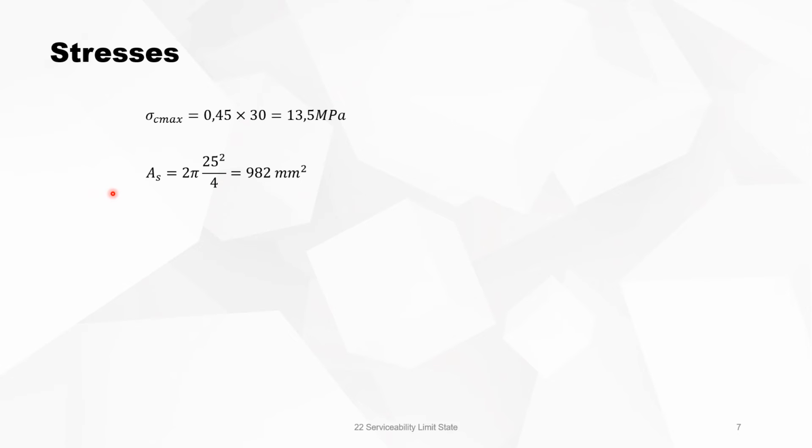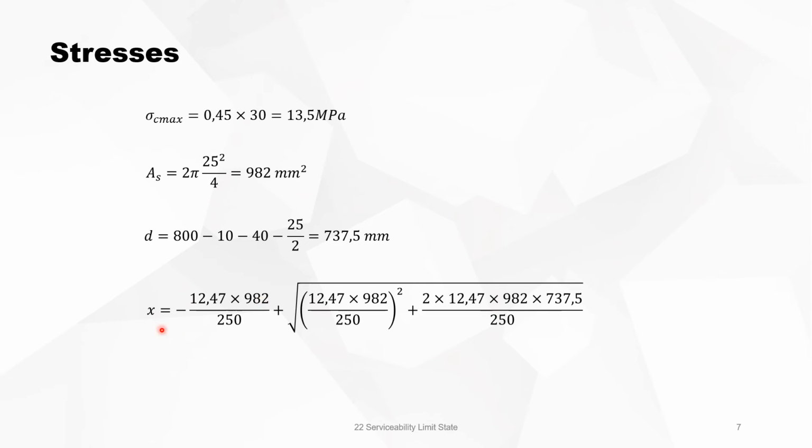The reinforcement, it's 2 diameter 25, it's 982 square millimeters. The effective depth is the total depth minus the stirrup minus the concrete cover and the point of gravity of the reinforcement gives us 737.5 millimeters. The depth of the neutral axis is then 224.